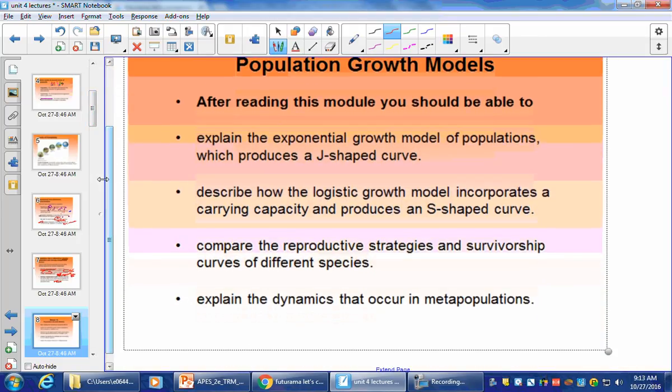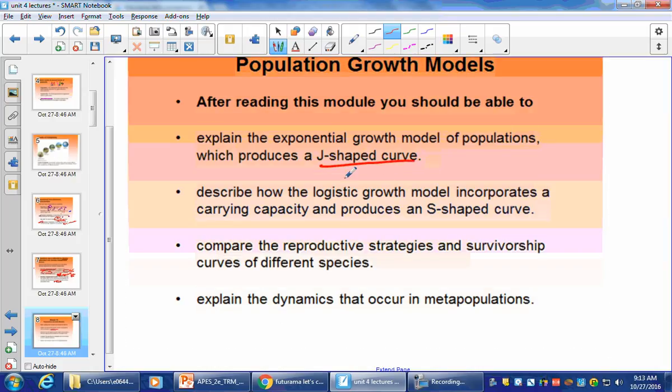As you go through your notes in your book, make sure you understand that growth of populations can sometimes be modeled as exponential, and that's a J-shaped curve. That's what I've been showing you in the previous couple of slides, right? That's a nice one. This is actually a really high population growth. Okay, describe how the logistic growth model incorporates carrying capacity and produces an S-shaped curve. So this is what I was telling you about before with the plateau, right?